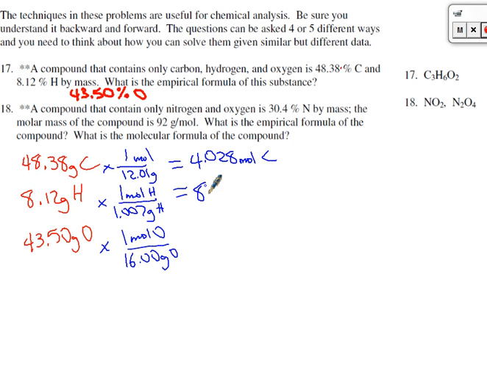And this is 8.064 moles of hydrogen. And this is 2.718. Let's pause and check the math there for a second. Alright, didn't want to waste your time by just me tapping in my calculator, so I checked the math on all 3 of these, and they are correct.